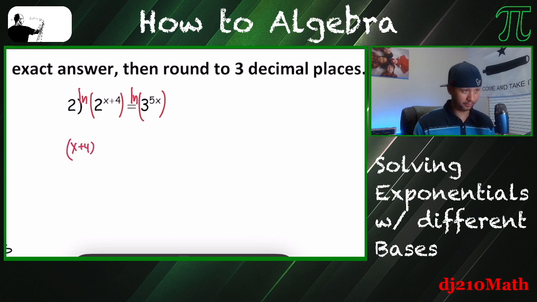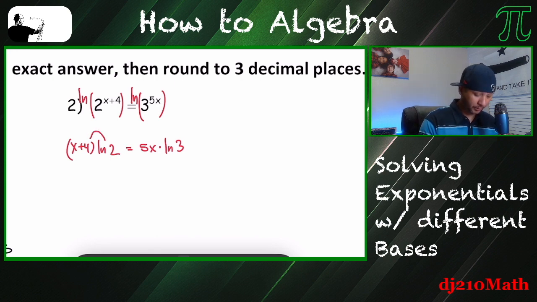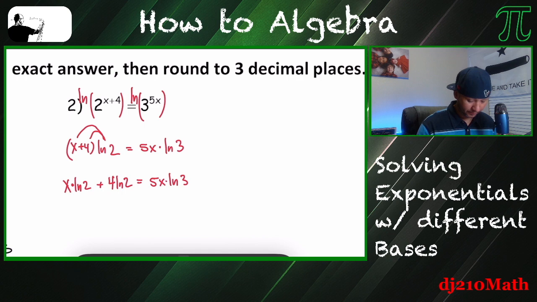Right, x plus 4, that's the exponent. ln 2 equals 5x times ln 3. Okay, left-hand side, I'm going to distribute the ln 2 to each of these. So this is going to be x ln 2 plus 4 ln 2. Right, ln 2 is just a number. 5x ln 3.